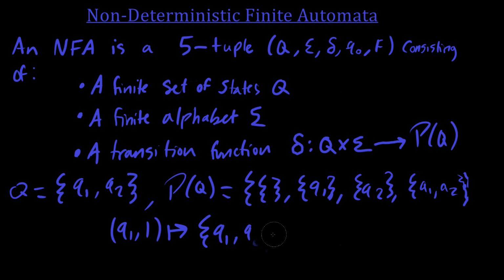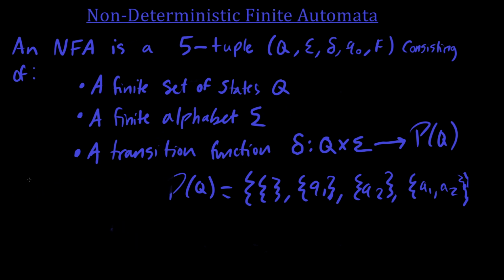Now, the reason why we're able to have no transitions for a particular character is because we also have this empty set, right? So we can map any state character pair we want to the empty set, which basically represents that on the state Q1, on the character 1, we're mapping to no state. So there's basically just no transition that exists for this state character pair. So that is why we use the power set in the codomain in our transition function for the NFA.